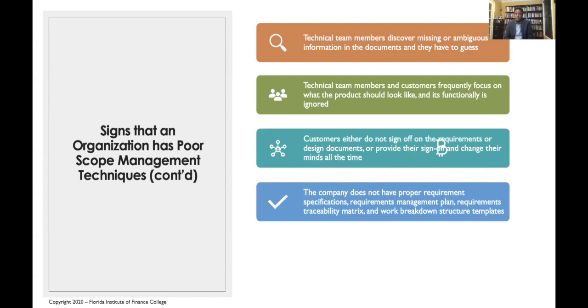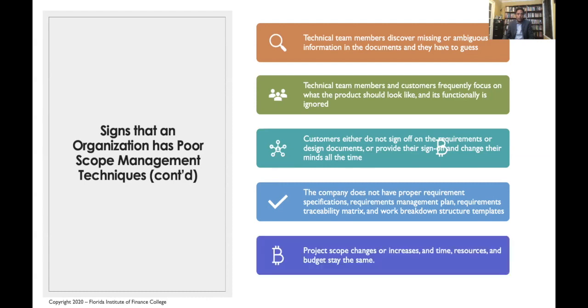The company does not have proper requirement specifications, requirement management plan, requirement traceability matrix, and the work breakdown structure. Now, this means that the company or your project team doesn't have the proper maturity of project scope management. If you see this, then there is a problem. So these are some of the signs that show whether your scope management within an organization is mature or not.